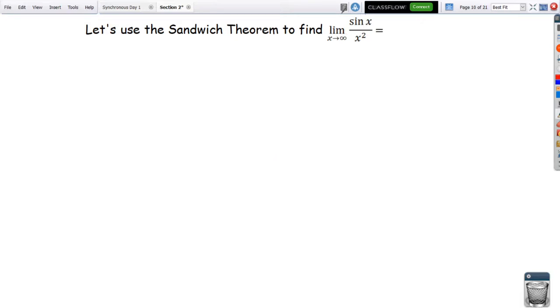I'm trying to figure out what is the limit as x approaches infinity of sine of x over x squared. Well, I have no idea. No clue what this value is. But I do see that trig function. And one of the tricks that I told you in the last section is whenever we're dealing with a trig function where we don't know what the value is for that limit, we might use the sandwich theorem. Since this one says use the sandwich theorem, we're going to use the sandwich theorem.